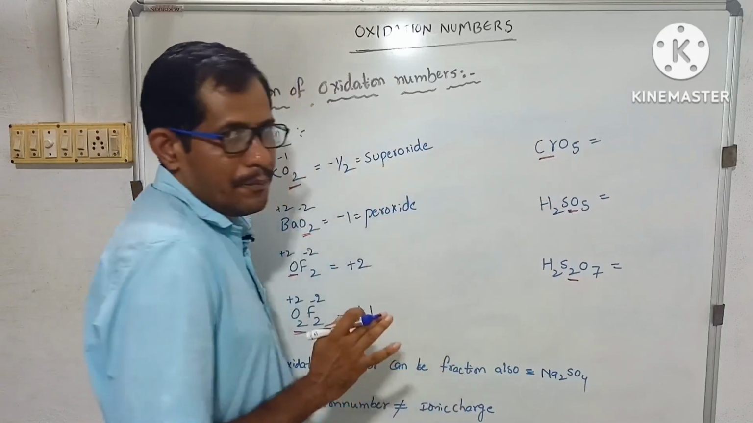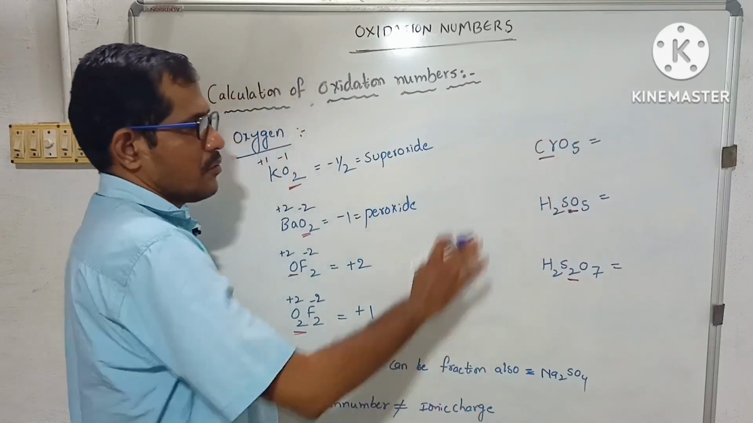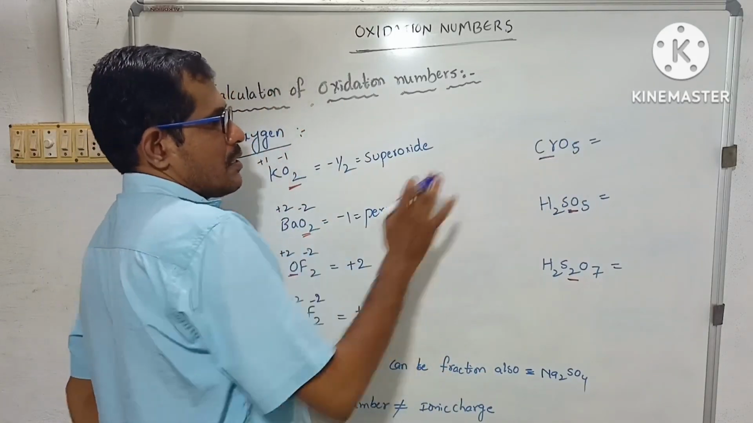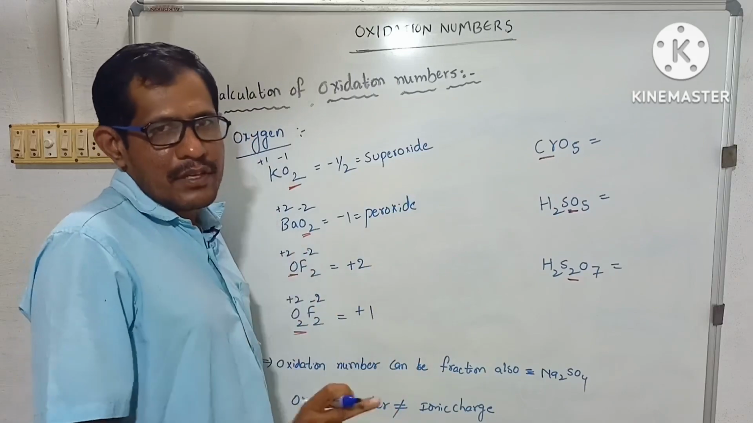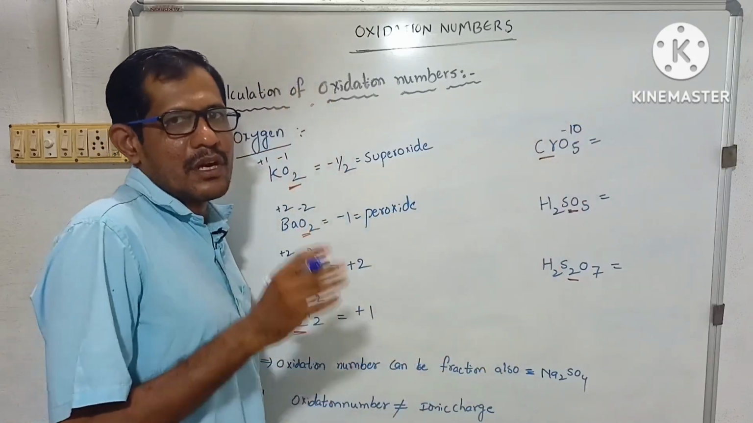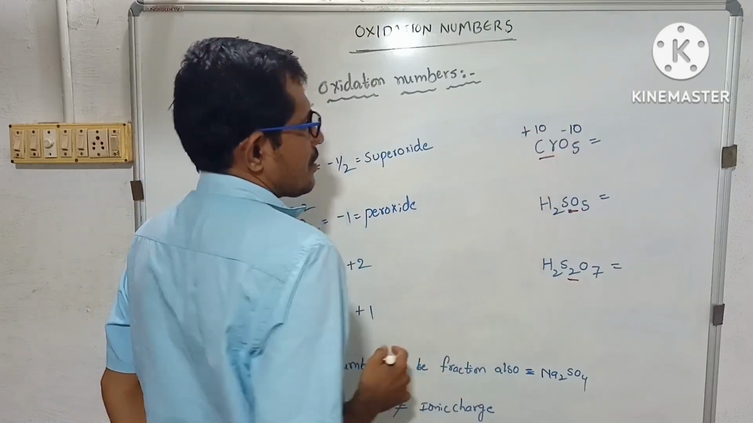In CrO5, right? So what is the oxidation state? We will check, right? Each oxygen is minus 2. The chromium oxidation state I am asking. There are 5 oxygens, so minus 10. So chromium is plus 10.